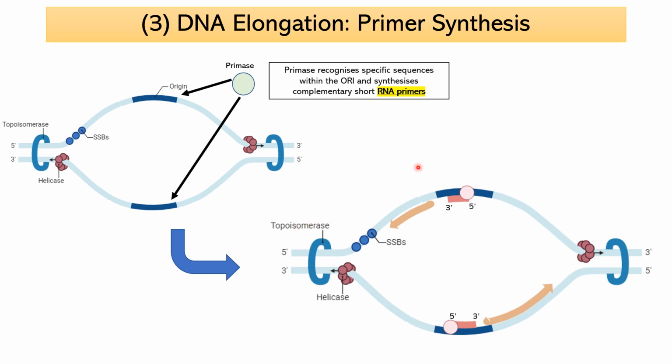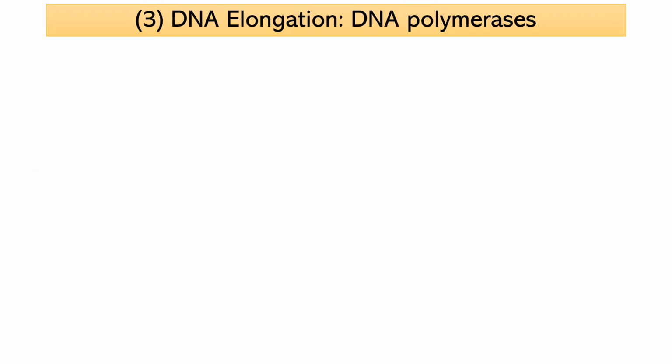And that's why primase is so essential to start DNA replication, because now we have primers here, and the DNA polymerase can bind and start synthesizing the new DNA strand. So now we need to get to the stage where we understand the role of DNA polymerase in the DNA elongation during DNA replication.